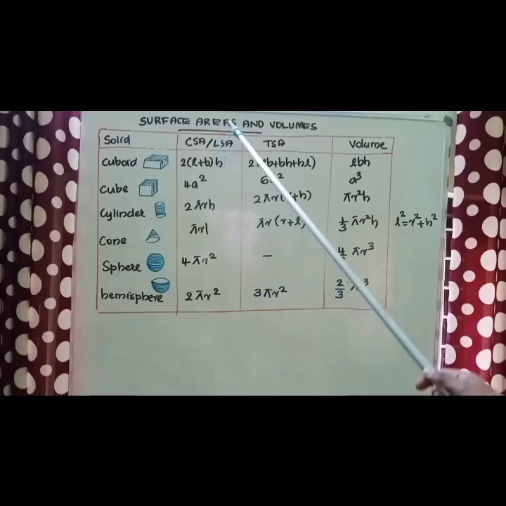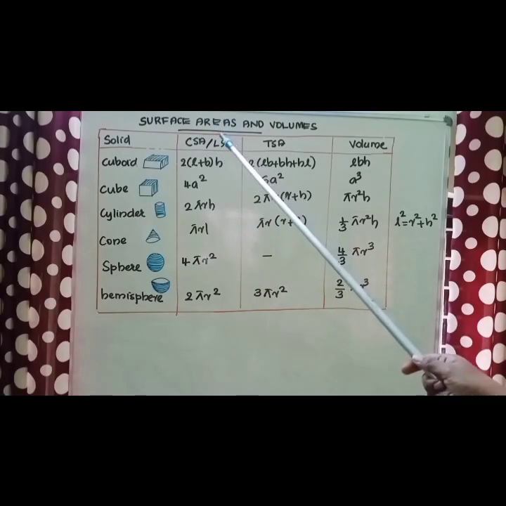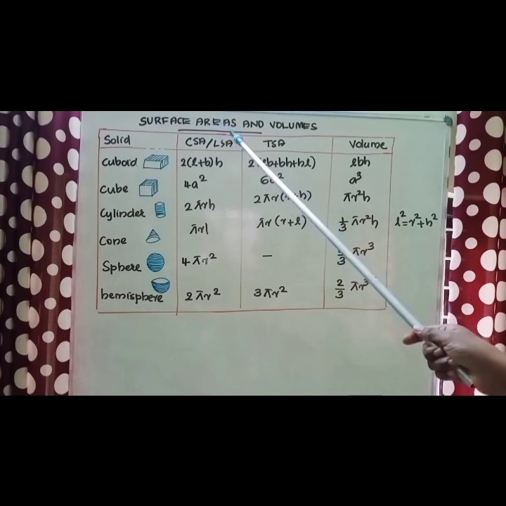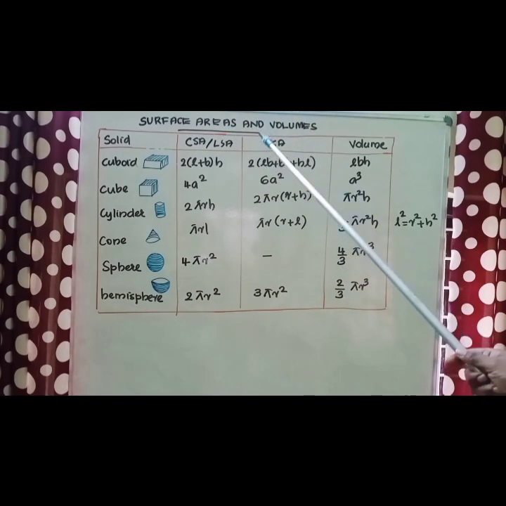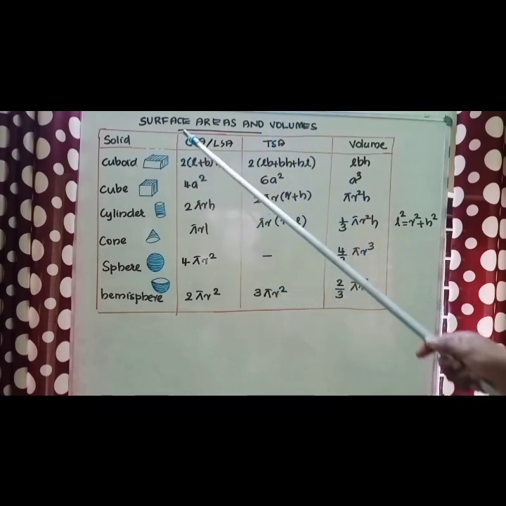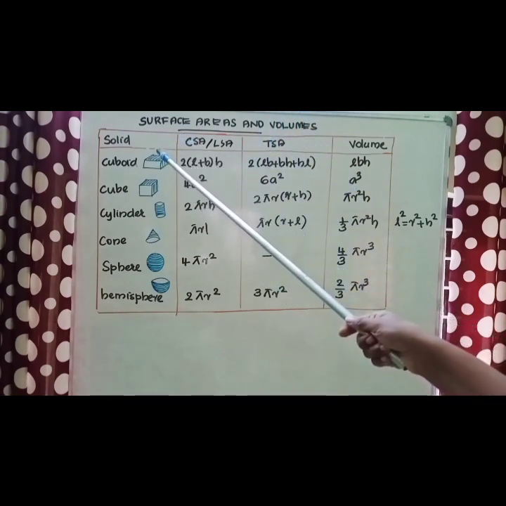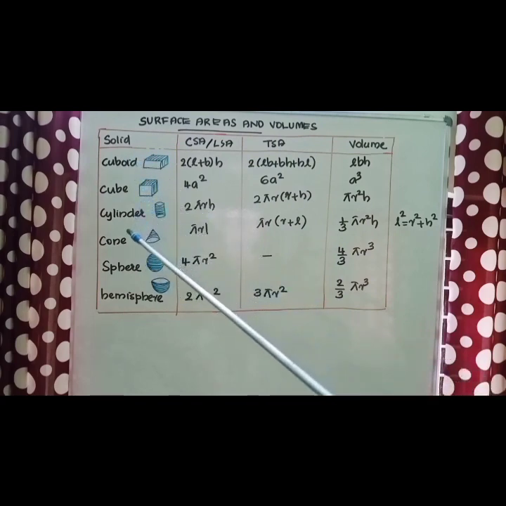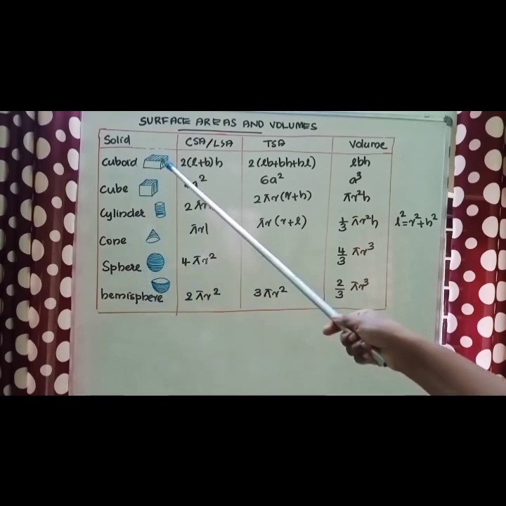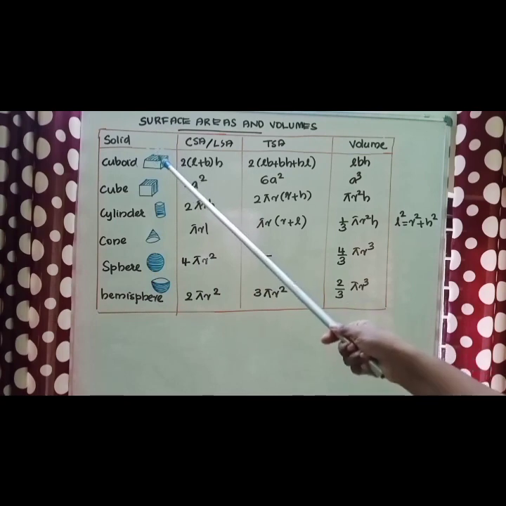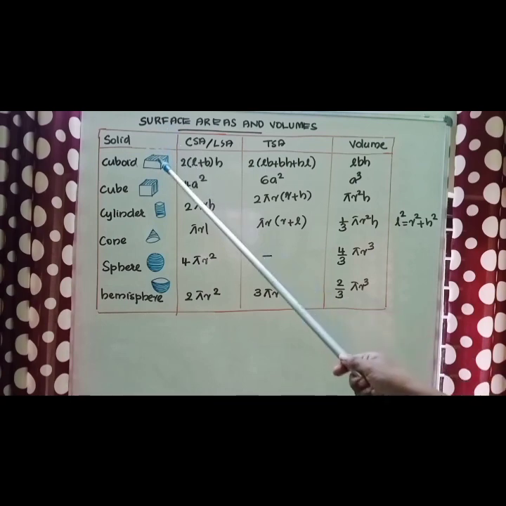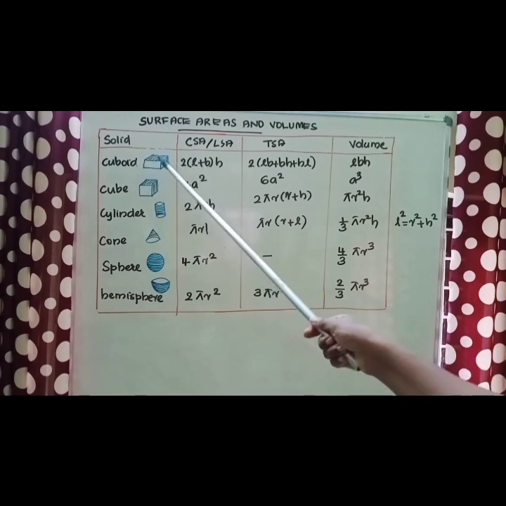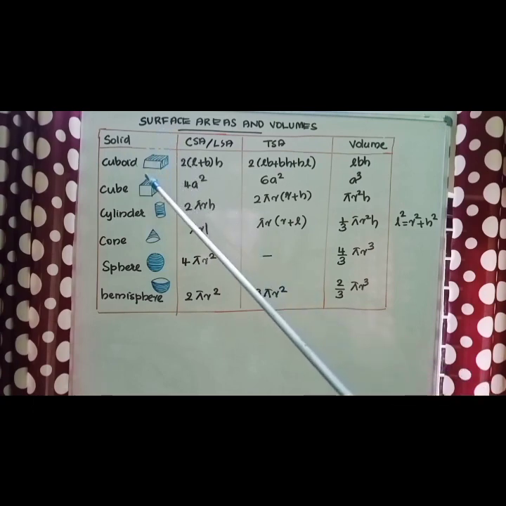In this video, we are going to discuss the topic surface areas and volumes, that is chapter 13. We all are familiar with the shapes of the solids: cuboid, cube, cylinder, cone, sphere and hemisphere. Cuboid, we know, has 4 lateral faces, one base and one top. It has length, breadth and height.